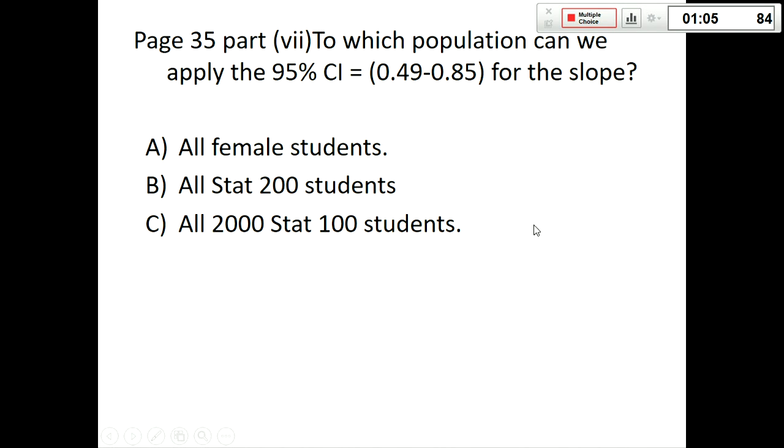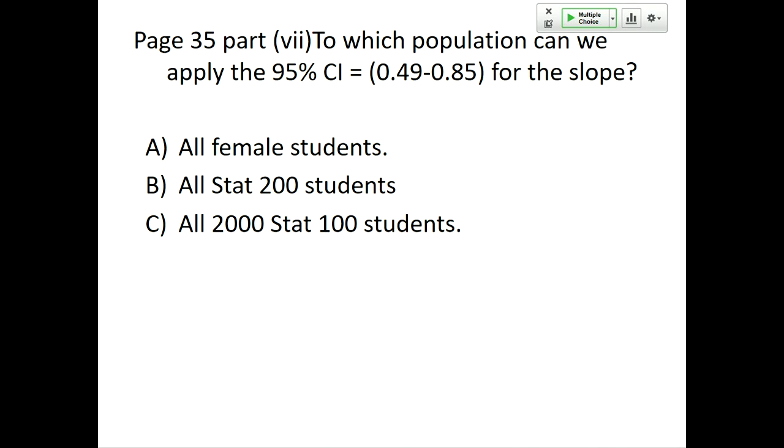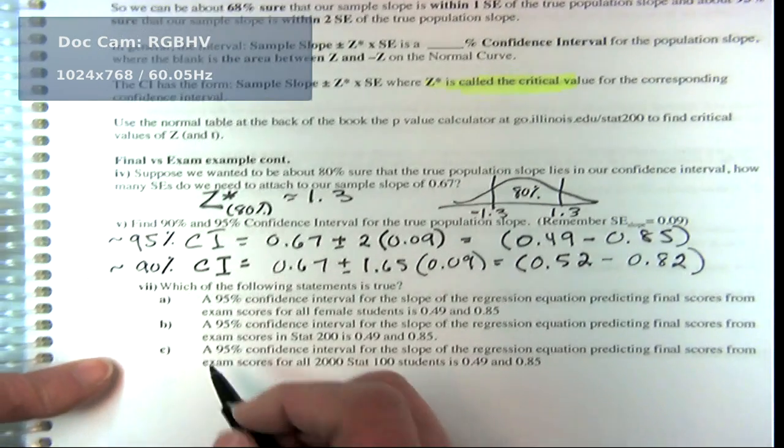Okay. I'm going to cut it off right now, and let's see what you said. Great. You're doing great on these. Okay. So let's write that down and go back to the document camera. All right. So the answer is C here.